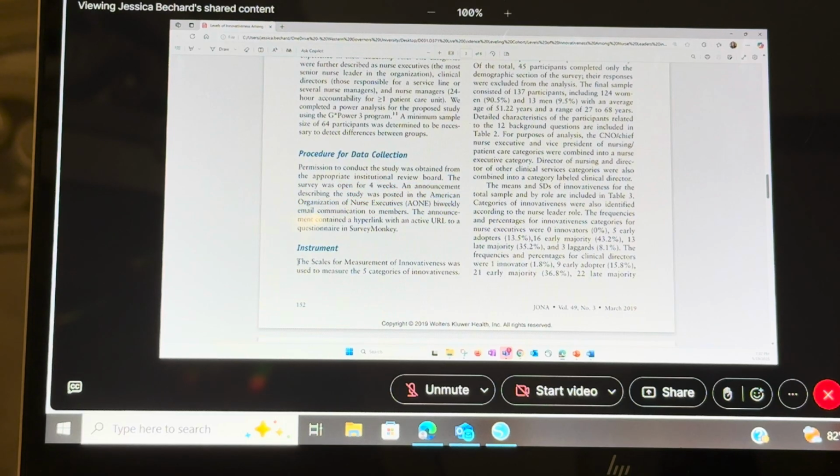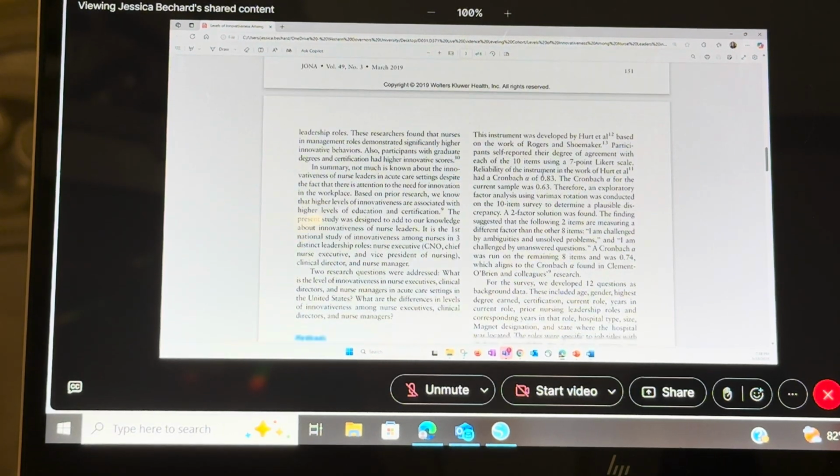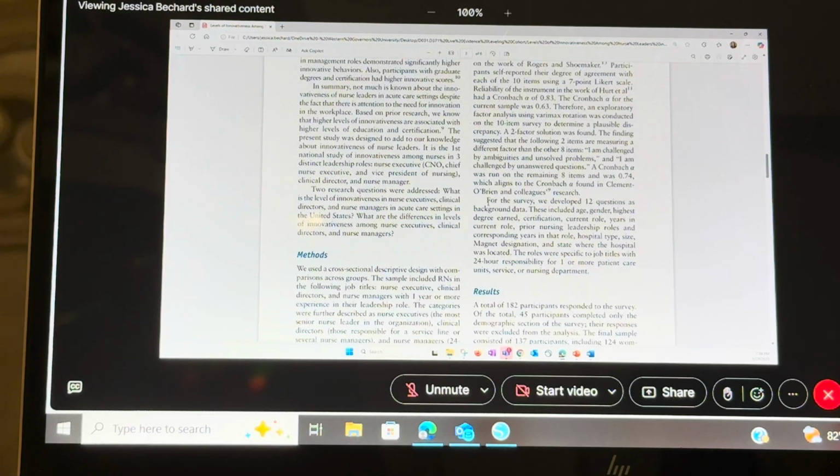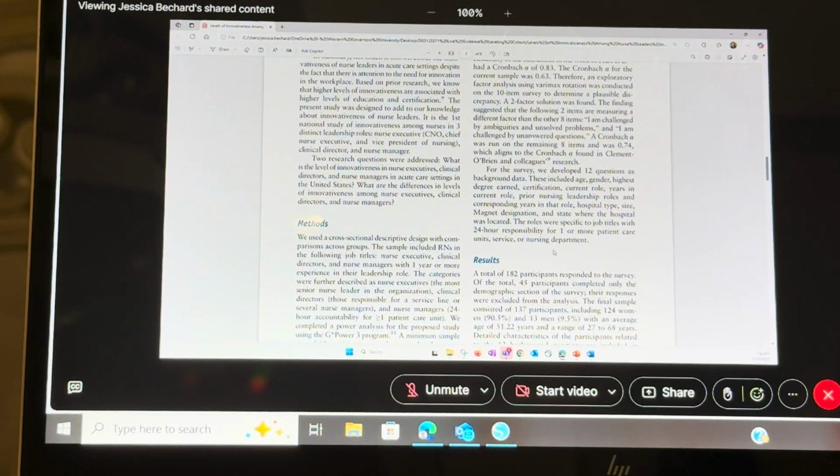An instrument, the scales for measurement of innovativeness, was used to measure 5 categories of innovativeness. The instrument gives us a little background. They use a 7-point Likert scale, okay? And then they give us information about our scale used. And then for the survey, they developed 12 questions and background data as well. Okay, so then do we say that this is quantitative?